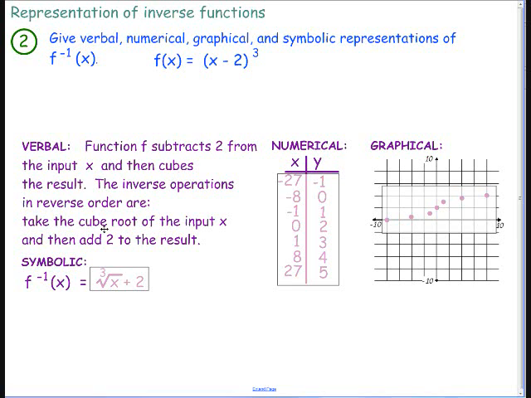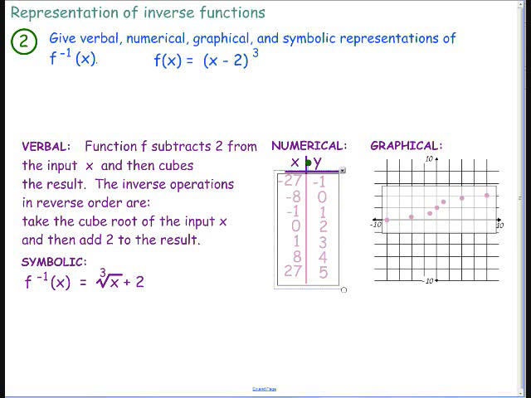What's the opposite of cubing? Take the cube root. What was the first thing we did? We subtract 2. What's the opposite of subtracting 2? Adding 2. So the inverse function, just logically, has to be the cube root of x plus 2.